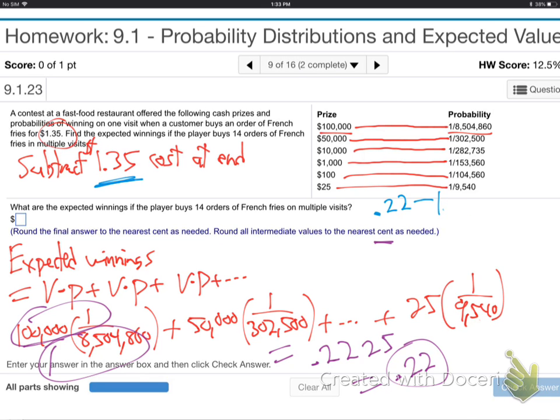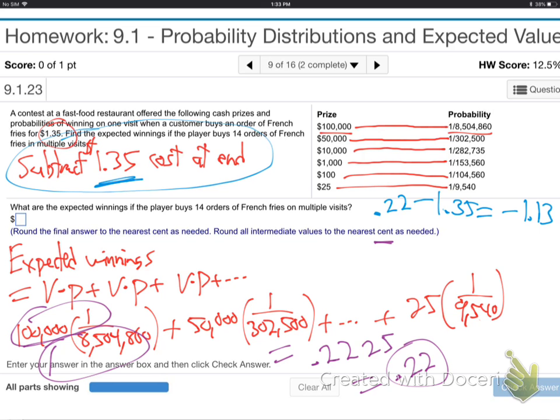Right? Because that's the cost. Remember, you subtract the $1.35 at the end. If you subtract those, what do you get? Minus $1.13. So in other words, you can expect to lose $1.13 every time you pay for the French fries.